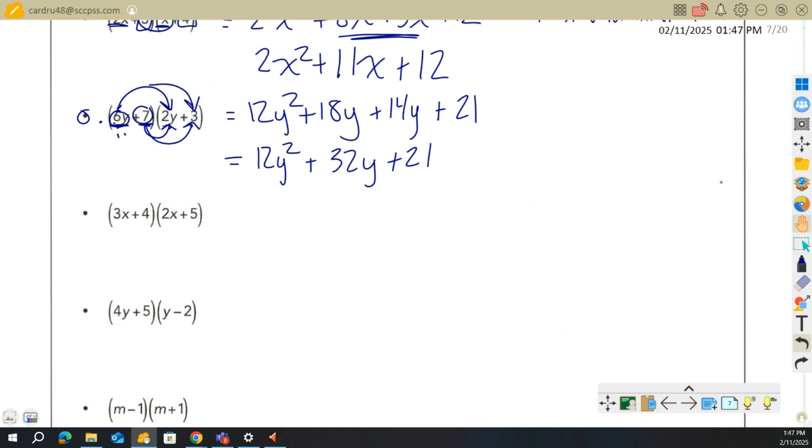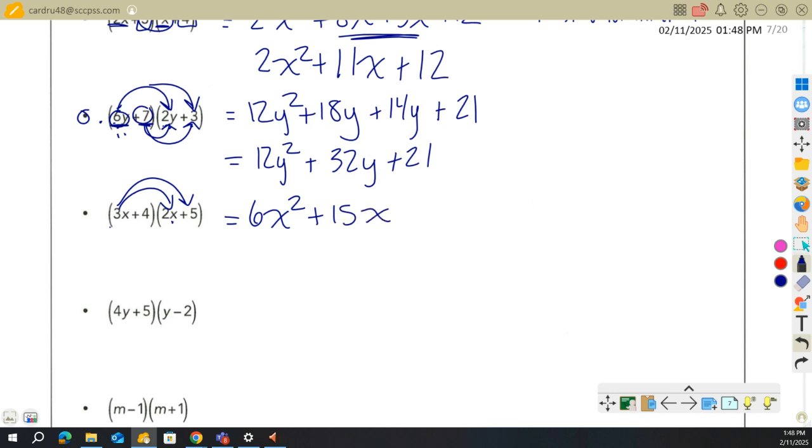Okay. Let's do one more of these together. If you want to think of it as FOIL, or if you want to think of it as just distributing each term out, you still end up doing the same thing no matter what. So I'm going to start multiplying 3x times 2x. So those are my first terms. So that's 6x squared. And then multiplying 3x times 5. Those are my outer terms. So that will be plus 15x.